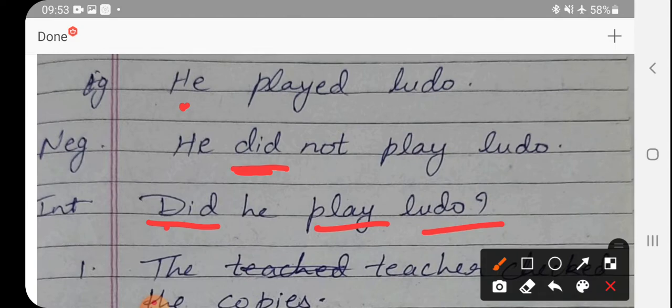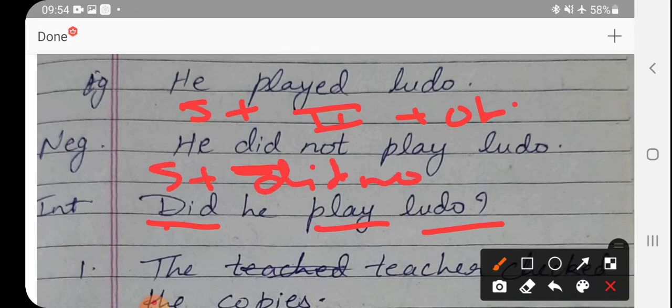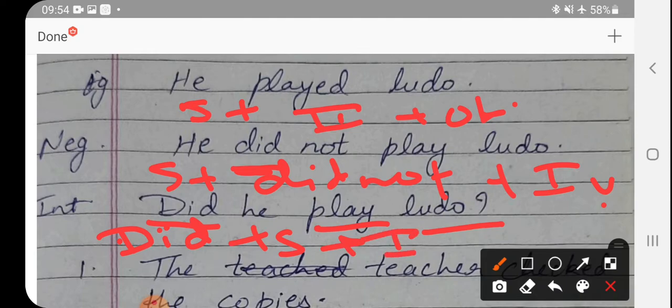Again I am explaining. In a positive sentence, there is subject plus second form of verb plus object. To convert the same into negative there is subject plus did not and the first form of verb. And when we change it into interrogative, did comes at the beginning, then subject plus first form of verb. Okay students.